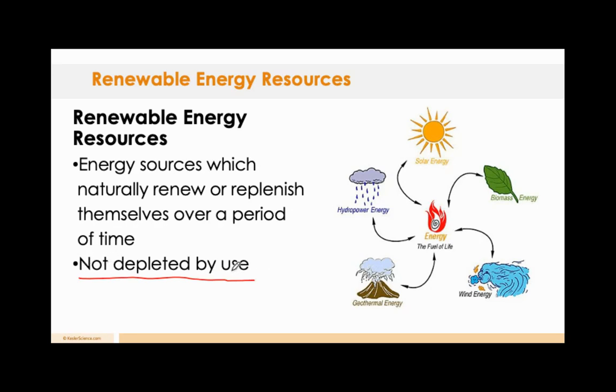Not depleted by use. Some of them are not, such as wind energy, geothermal, sunlight energy. You're not going to deplete that energy by using it at all. But things like biomass, right here, you can use those things up. If you use it up to the point that the plants can't replenish themselves, then it's gone, and it is not going to be renewable.